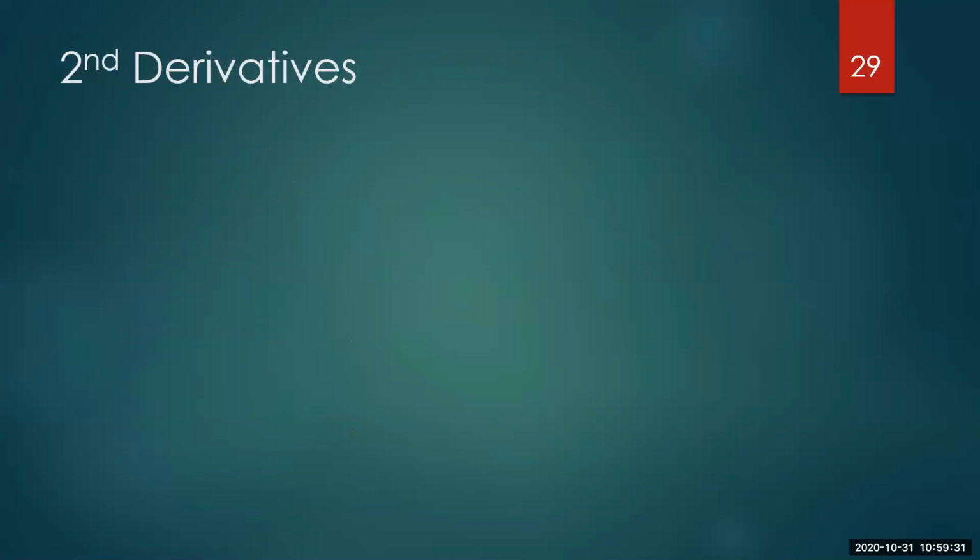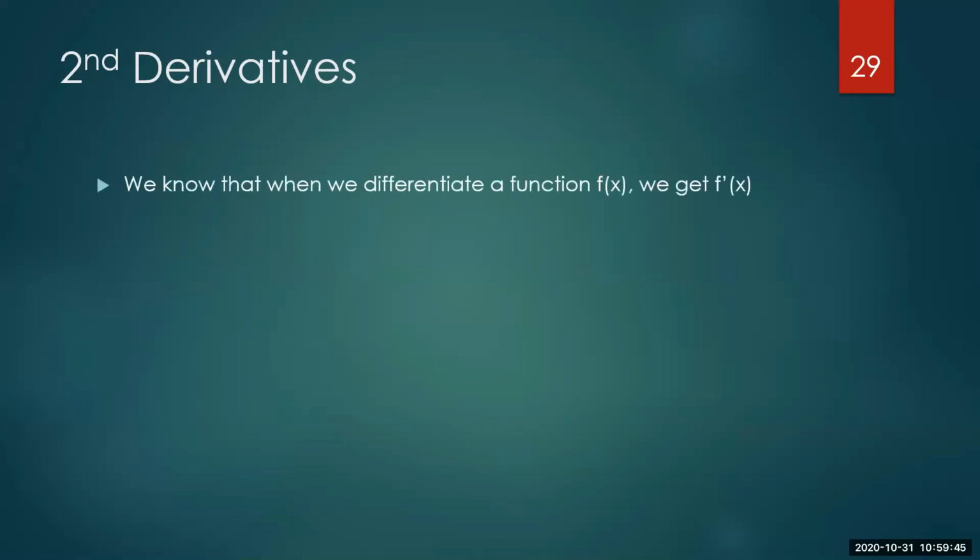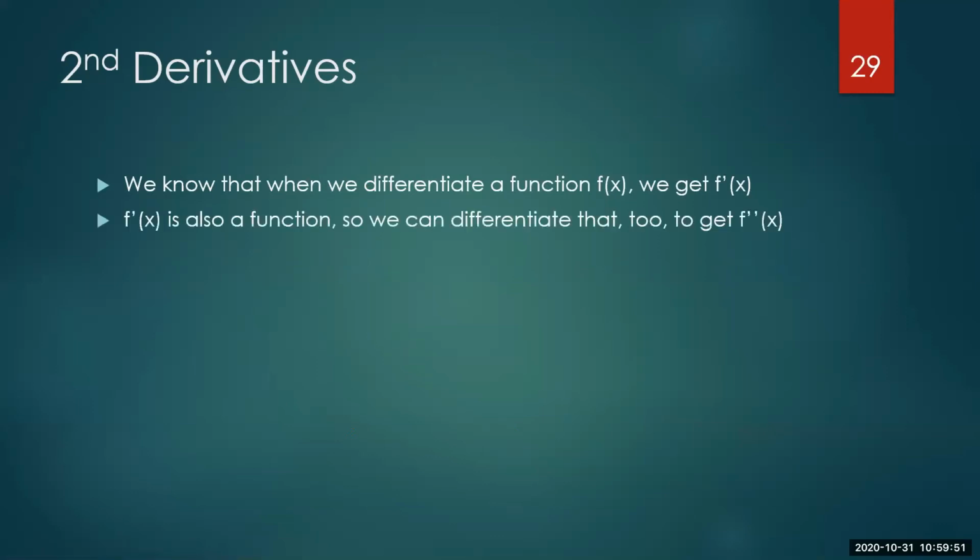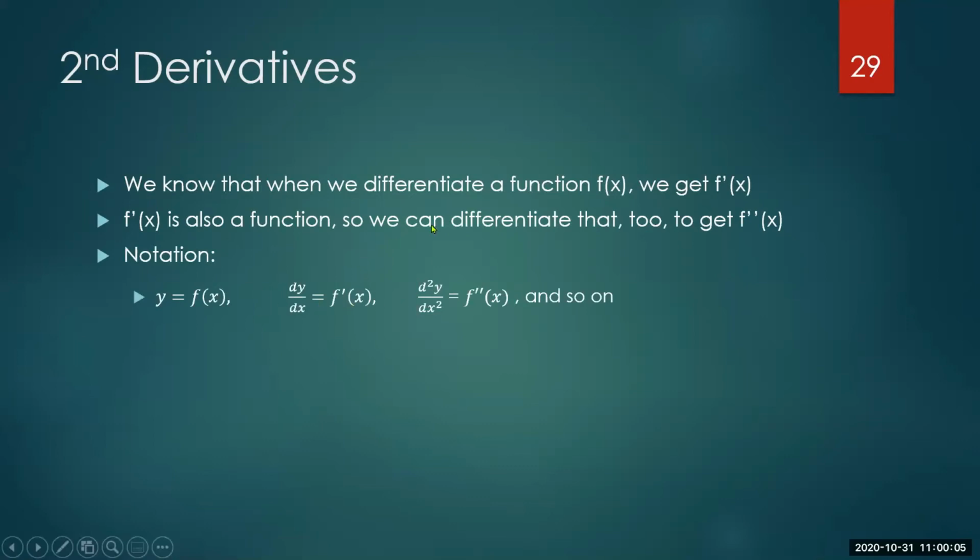So at this point, we've covered the product rule, the quotient rule, the chain rule. We've done trigonometry. And now we're going to take a quick look at second derivatives. This is where you differentiate a function twice, okay? So we know that when we differentiate a function f of x, we get f dash of x. F dash of x is also a function, so we can differentiate that too to get f double dash of x, okay? And so the notation that we use: y is equal to f of x, dy dx is equal to f dash of x, and what we call d2y dx squared is equal to f double dash of x, and so on.